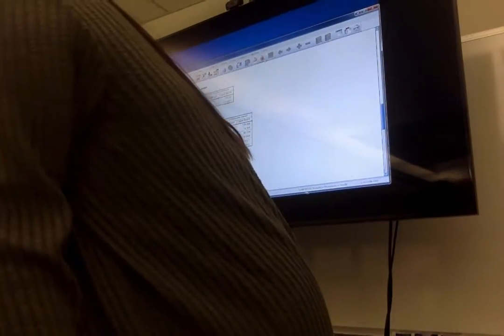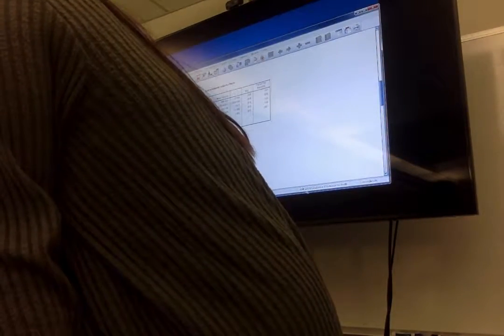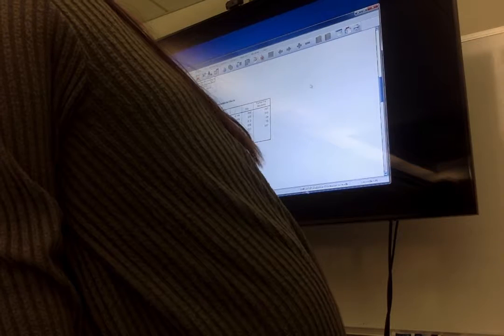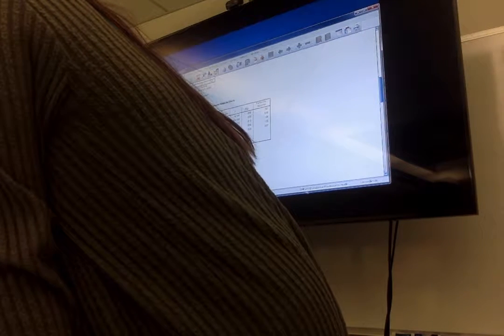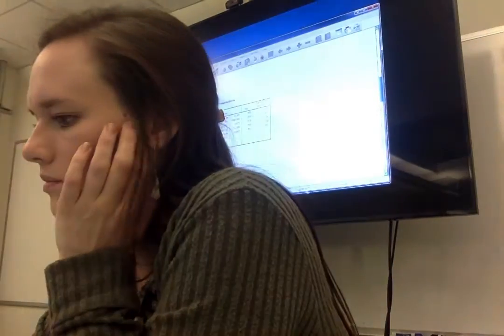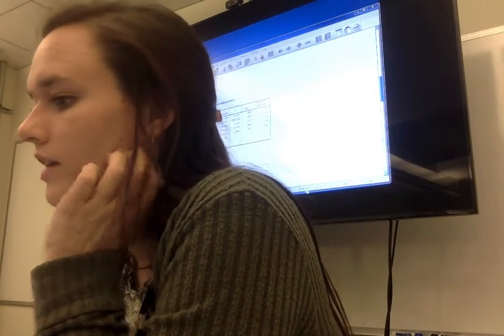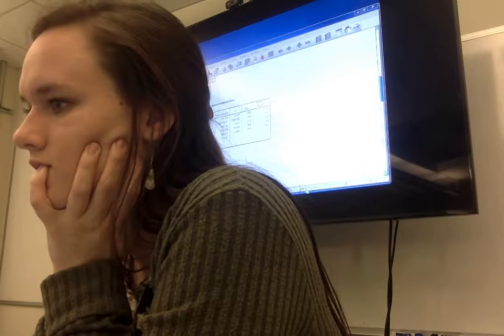Can you scroll back up to the F results? Where did you click to get partial eta squared? That's another thing in the options. Yeah, in the options. That's another effect size.